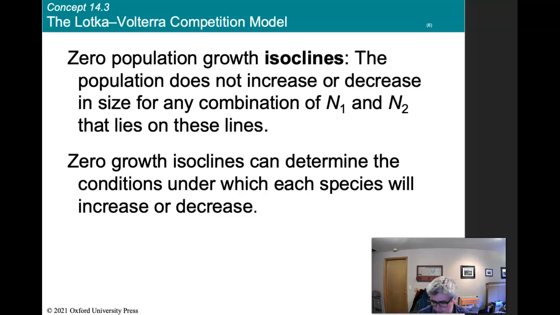And so we're going to go through some graphs, and then I'll slow down and break down the calculations for those. So the zero population growth line, or isocline, we talked about this, I think, in chapter 12, if I recall. The population does not increase or decrease in size for any combination of N1 and N2, population 1 and population 2, that lies along these lines. So it's zero population growth. Zero growth isoclines can determine the conditions under which species will increase or decrease.